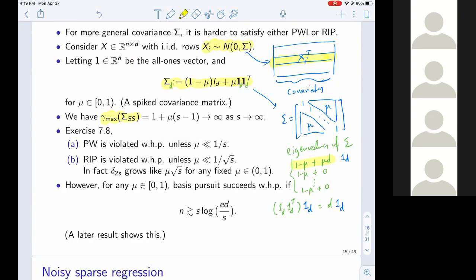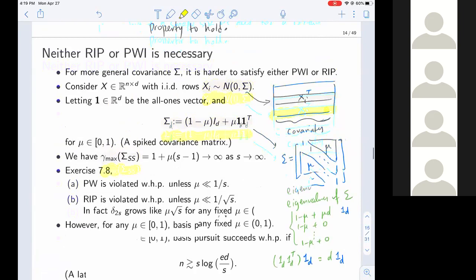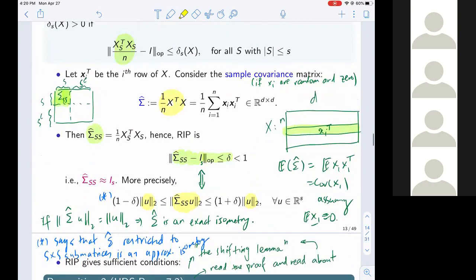So why is that significant? It goes to infinity as S goes to infinity. Can a matrix like this satisfy the RIP condition? So can, let's say, sigma SS satisfy this RIP condition? No. Why not? Because here the maximum eigenvalue is bounded.